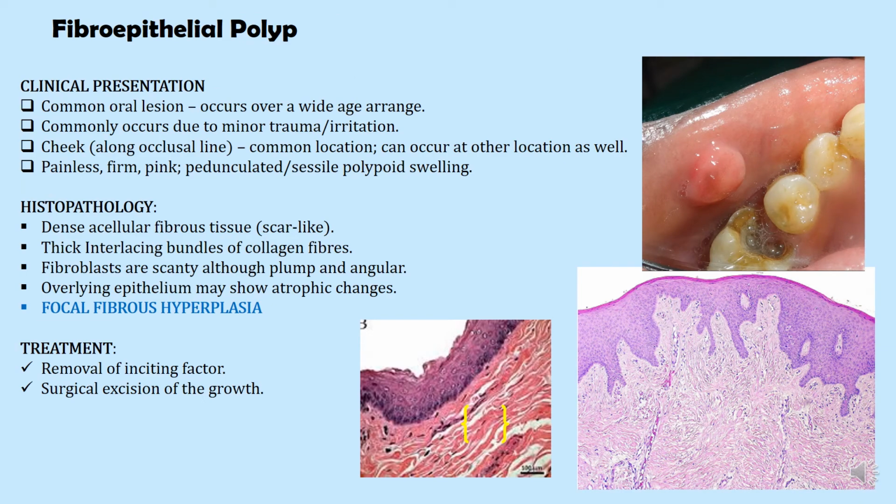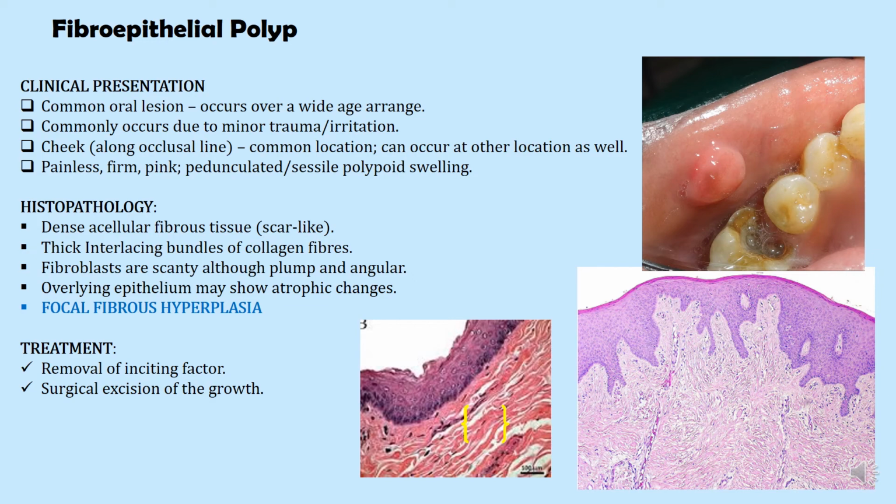Okay, so moving on, the next lesion is fibroepithelial polyp, and these are common oral lesions that occur over a wide age range. They commonly occur along the occlusal line. These are hyperplastic growths along the occlusal line, which commonly occur due to trauma or irritation, commonly seen on the buccal mucosa. They are painless, firm, pink, pedunculated or sessile swellings, similar to this that you can see here.